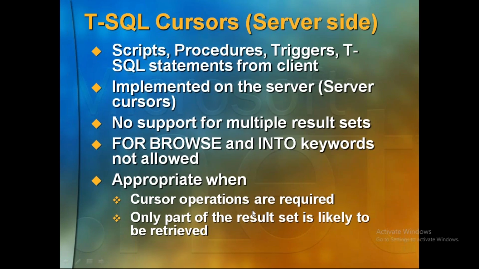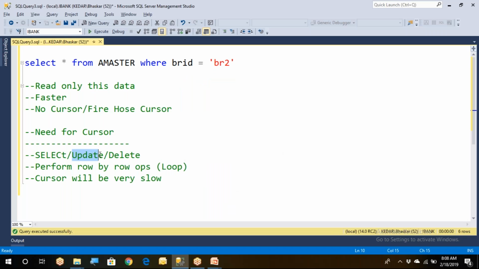Cursor operations are required. Cursor operation means, as I told you, what are the cursor operations? Cursor operation means I want to read or update or delete the data. This is a cursor operation. Or if you want to loop through some data, row by row, that is also a cursor operation. So you can loop through and read it, loop through and update it, loop through and delete it. If you want to perform these operations, that is when we use cursors.